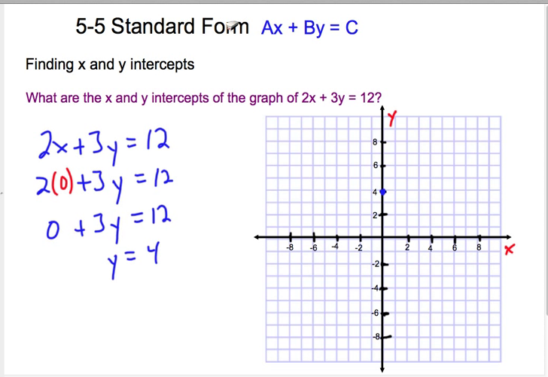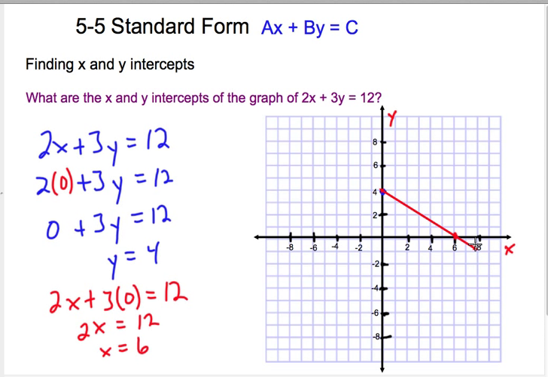So to find the x-intercept, we just plug in 0 for y. So 2x plus 3 times 0, I'll put it in the same color this time. I think we get the idea. So 2x equals 12, and we know that x has to equal 6. So at (6, 0), we have the x-intercept. And then to draw the line, all we have to do is connect them, and we know what the graph of the equation looks like. Connect these two dots, and we're good to go.